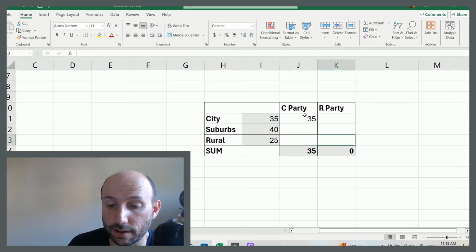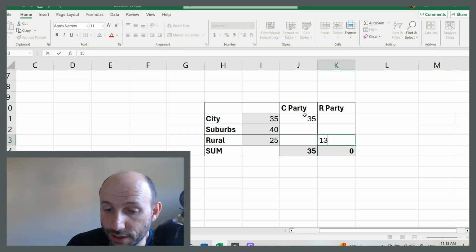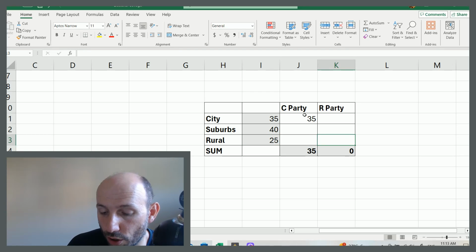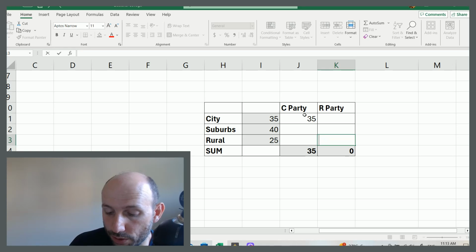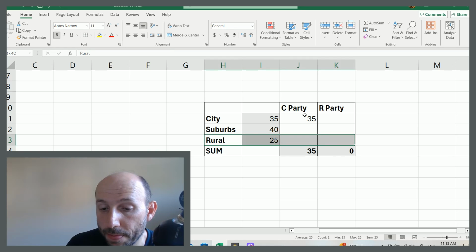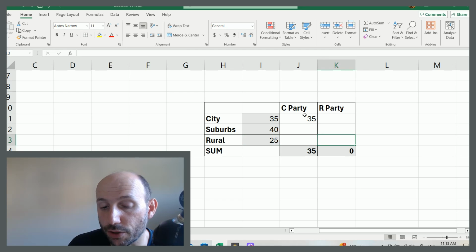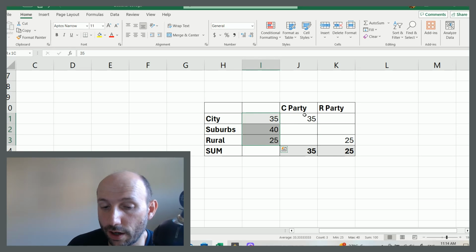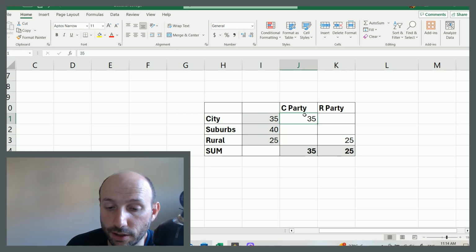And say for the rural state, right, it doesn't matter. Are you winning 13 out of that 25% of the population, or are you winning all 25 of them, or only 20 out of 25? It doesn't matter. If you're winning the majority of the population in that state, you get all 25 electoral points of that state. And to win the election, you need most of the electoral points. In this case, we've got 100 electoral points. So as long as you win more than 50, you win the election.